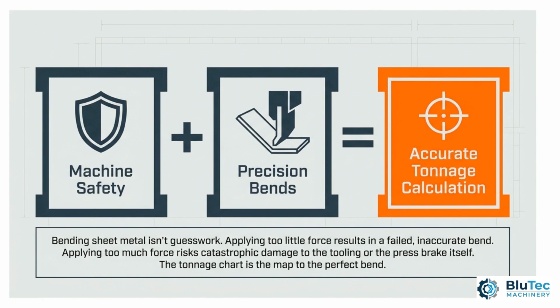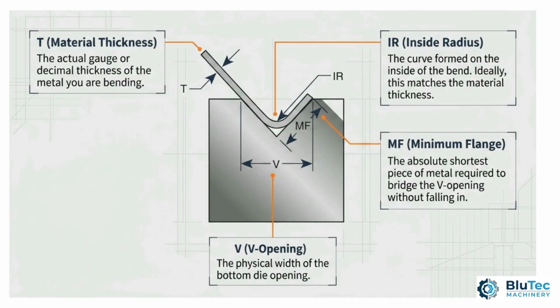Before we jump into the math, let's review the key terms you will see on a standard tonnage chart. First is T, which simply stands for material thickness. Next is V, which represents the V opening, or the width of the bottom V die. You will also see IR, which stands for the inside radius of your bend, and MF, which is the minimum flange length needed to safely perform the bend.